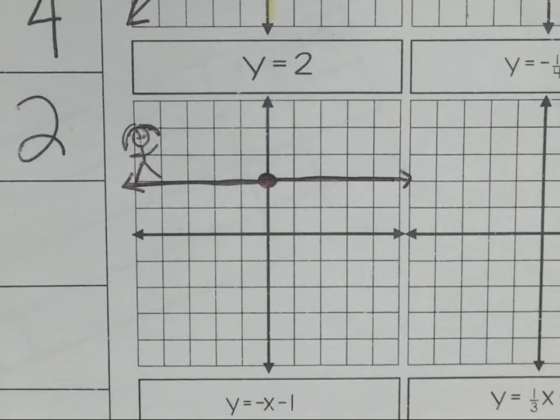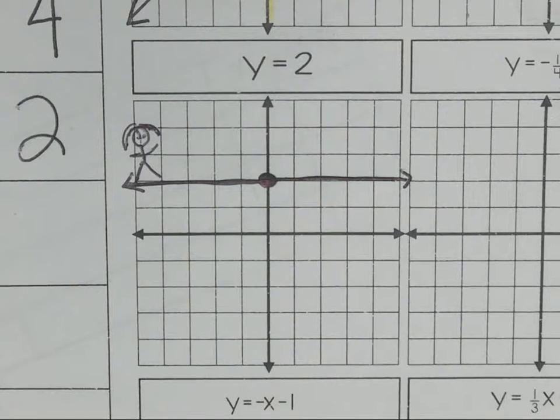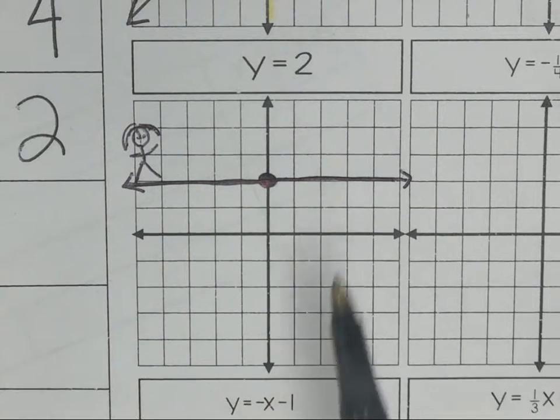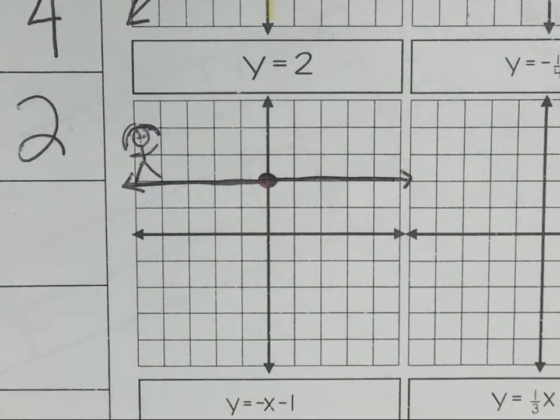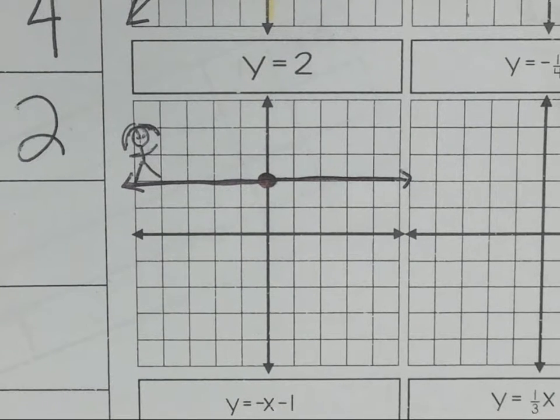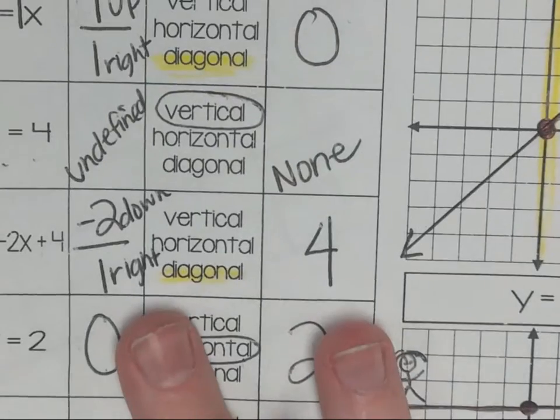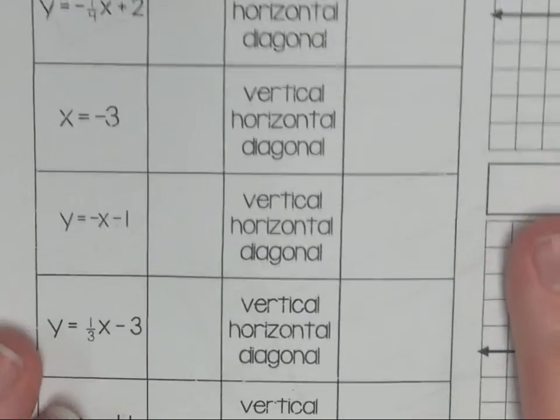So when y is equal to a number, it's horizontal. When x is equal to a number, it is vertical. If you have x and y in your equation, it's diagonal. So what you guys are going to do, I'm going to stop right here on this, and you guys are going to finish these for homework.